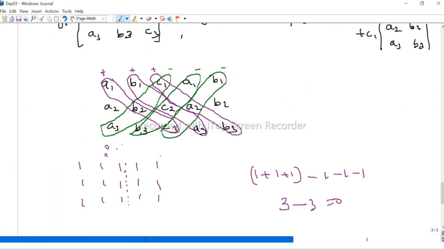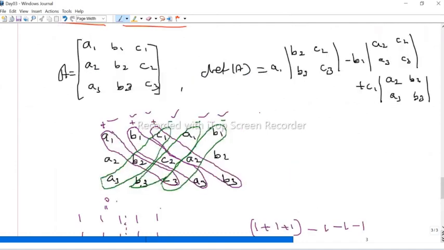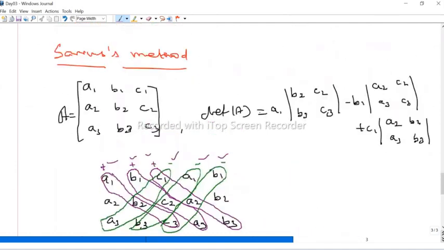So the Sarrus method is useful to find the determinant of a 3 by 3 matrix. You multiply the leading diagonal elements and then sum, and then you subtract the off diagonal products, which you also multiply and sum. So you get the determinant of a 3 by 3 matrix. Okay, so this is the Sarrus method.